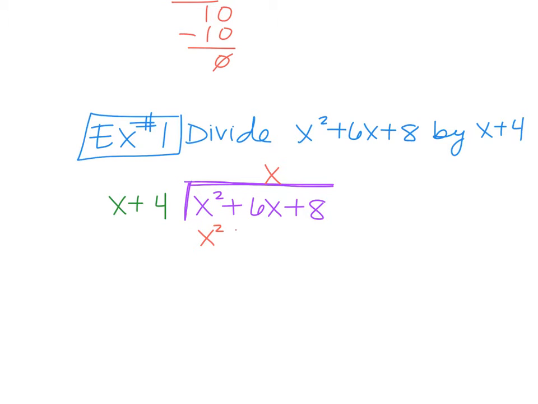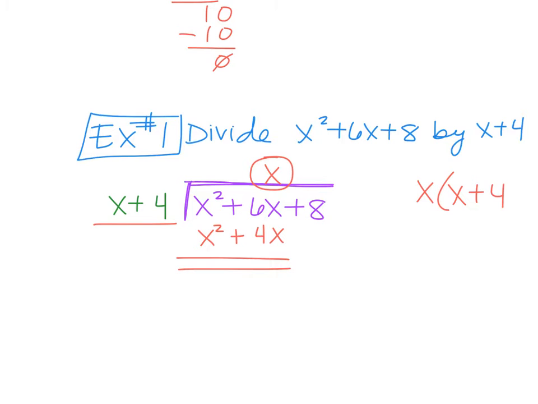X times 4 is 4x. You with me? I took this and multiplied it by this to get x squared plus 4. Like this, right? X times x plus 4, x squared plus 4x. Okay?